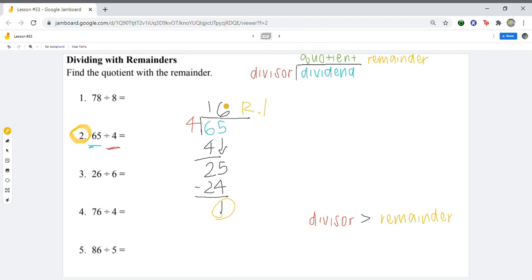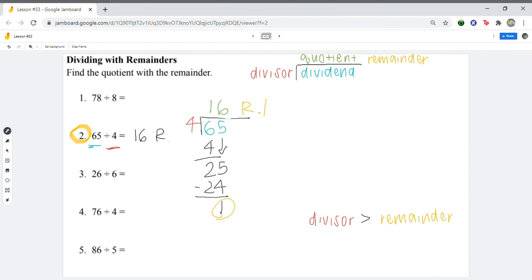So now over here, now that we have our components, our divisor, which is 4, our quotient, which is 16, our remainder, which is 1, and our dividend, 65. So it says find the quotient with the remainder. Well, we did that. We have our quotient, we have our remainder. So that's what we're going to put as your final answer for number 2, 16 remainder 1.